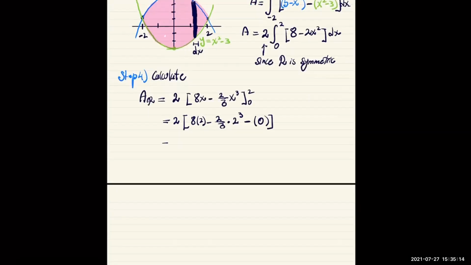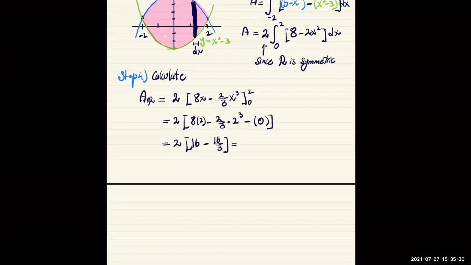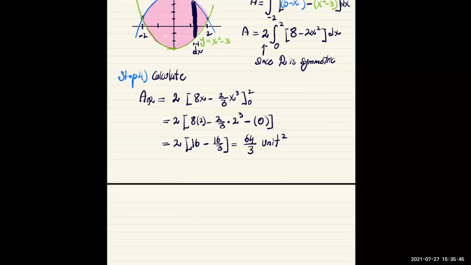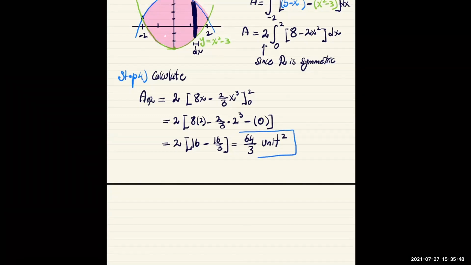Okay, so what we get here is 2 times 16 minus, 2 cubed is 8, times 2/3, that's 16/3. Then 16 minus 16/3, that's 32/3. 32/3 times 2, 64/3. And it's square units. Don't forget the unit of area. Okay, square units. That's it.